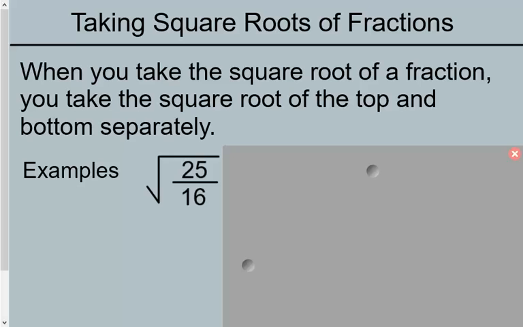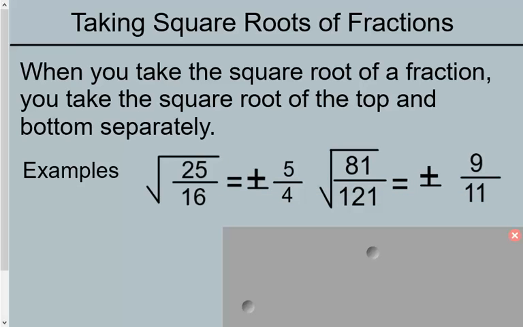All right, square rooting fractions. Square root fractions are kind of nice. You just square root the numerator, square root the denominator. So the square root of 25 is 5. Square root of 16 is 4, and that would be your answer. Make sure you got the plus or minus there. Another example, 81 over 121 is positive or negative 9/11ths. So there's just a couple examples for you guys.